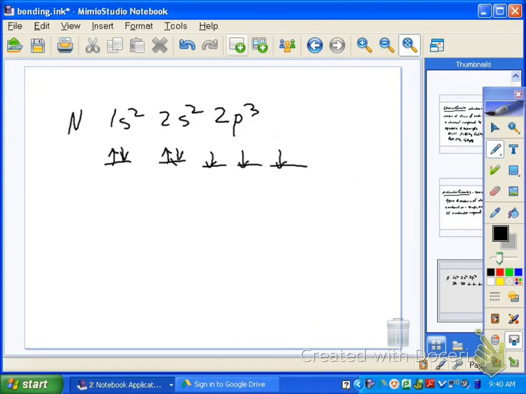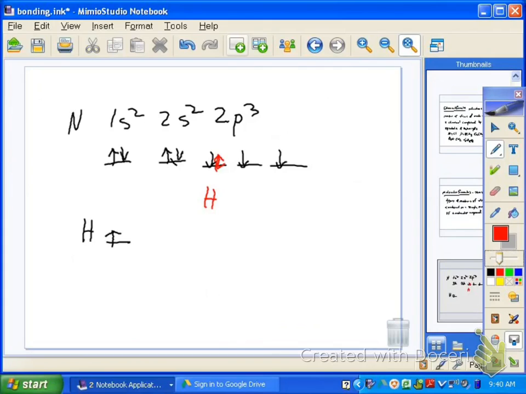So there is nitrogen. Here's hydrogen, 1s1. Okay? So I want to bond these two together. All right? So where can hydrogen go? Where can that electron go? In the p. So we're going to go ahead and put it in the p. That's the arrow should be going up.